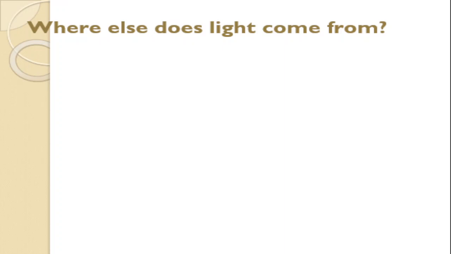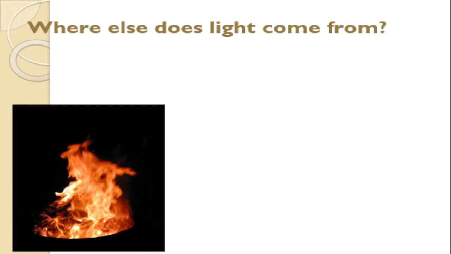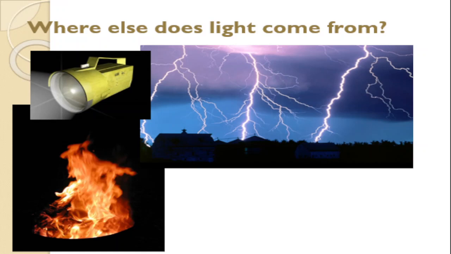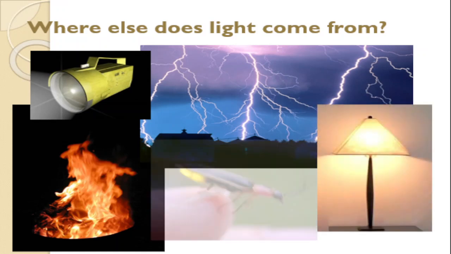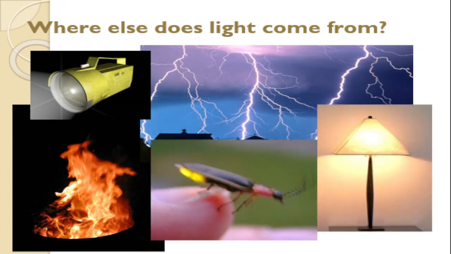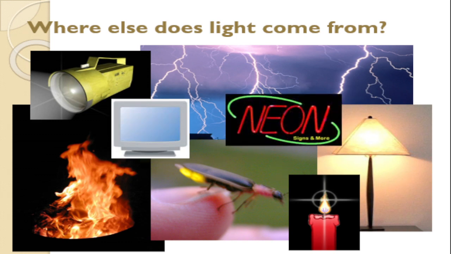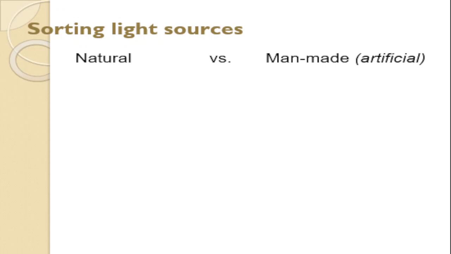It comes from bonfire, thunder, flashlight, lamp, firefly, candle, the monitor of the computer, and neon lights. The question is, how can we classify these sources of light? Sources of light can be classified into two, that can either be natural or man-made.